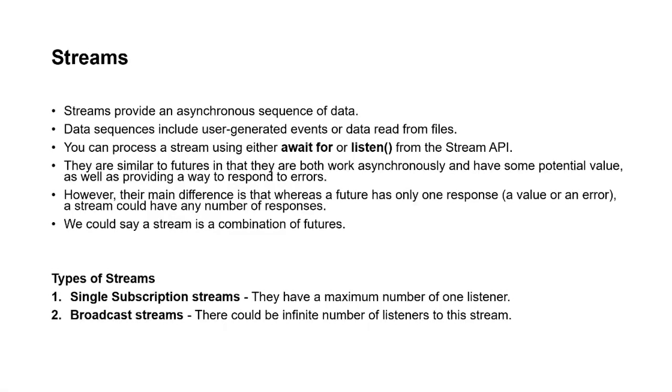So, I'm looking at my time, making sure that we are not that far behind, but we're almost wrapping up. You can process a stream using either the await for loop, which we shall look at later, or the listen method from the stream API. The stream API also provides the listen method, and we are also going to look at that very shortly. And before we do that, let's look at some similarities and differences between a future and a stream.